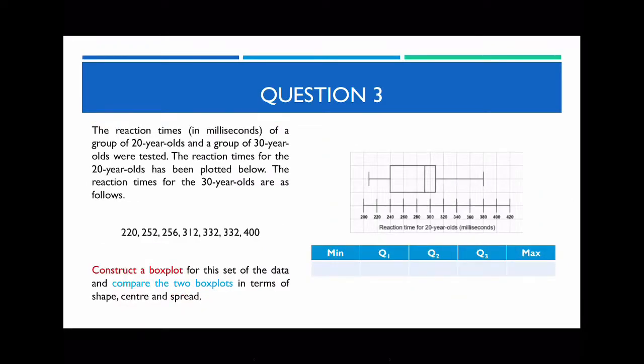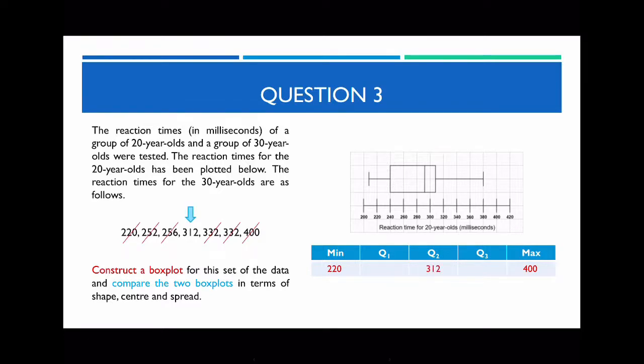Again, this is for question 3, so please give yourself about 5-10 minutes to answer this question. So the question wants you to construct a box plot for this set of data and compare the two box plots in terms of shape, center, and spread. So if this particular data set over here is already ordered from smallest to largest, and I find the minimum and maximum, this is therefore going to be 220 and 400. To find my median, I cross out the numbers from the ends and work my way towards the middle. So if I do this, I should get a median value equal to 312.